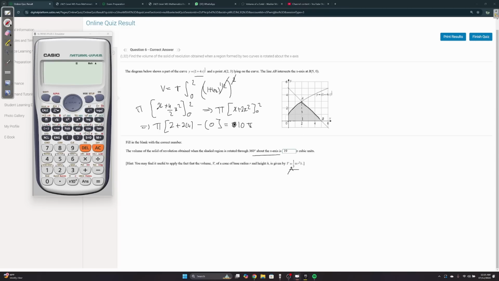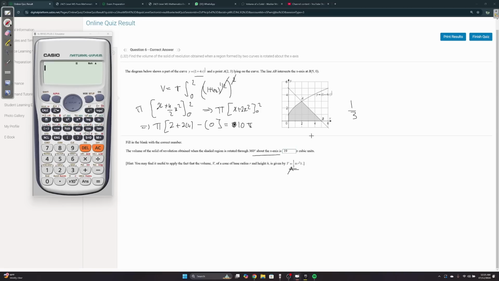This triangle, right? When you rotate it about the x-axis, you're going to get a cone. I'm pretty sure you can kind of visualize it. You get this cone over here, and you get it like this. You know what I mean? You get this cone. So you can use this formula to find the volume of this.